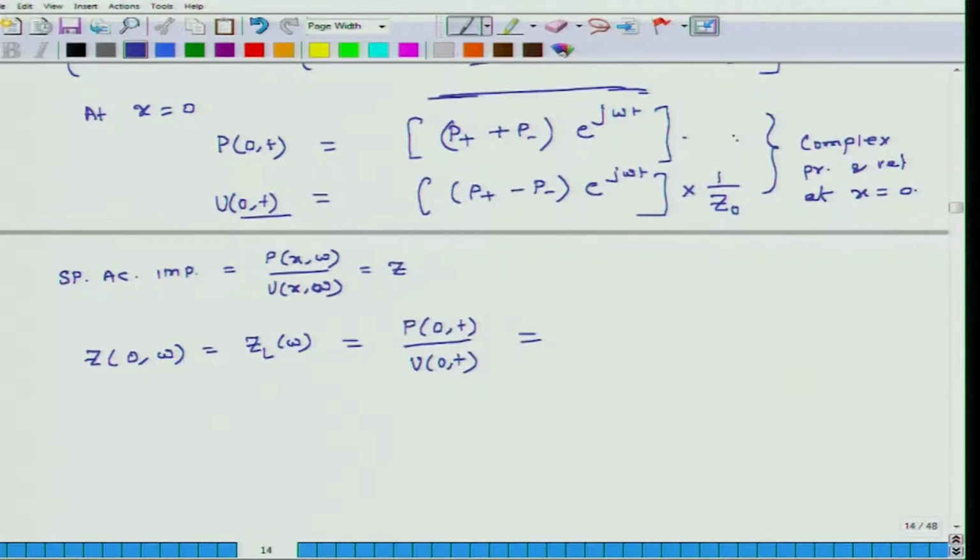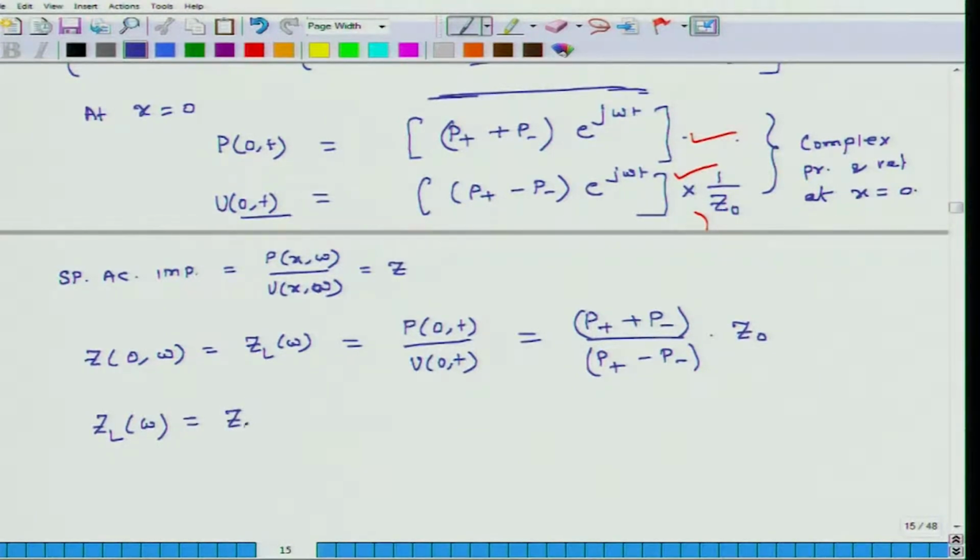And if I use these two relations and put them here, then what I get is (P plus plus P minus) divided by (P plus minus P minus), times Z naught. So my ZL, in this case, is known. If I know ZL, then I can express ZL also in terms of P plus and P minus.